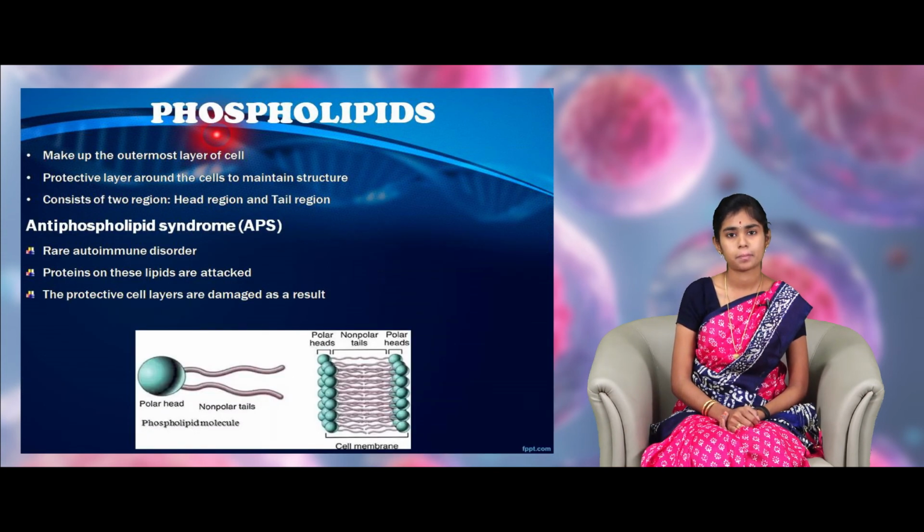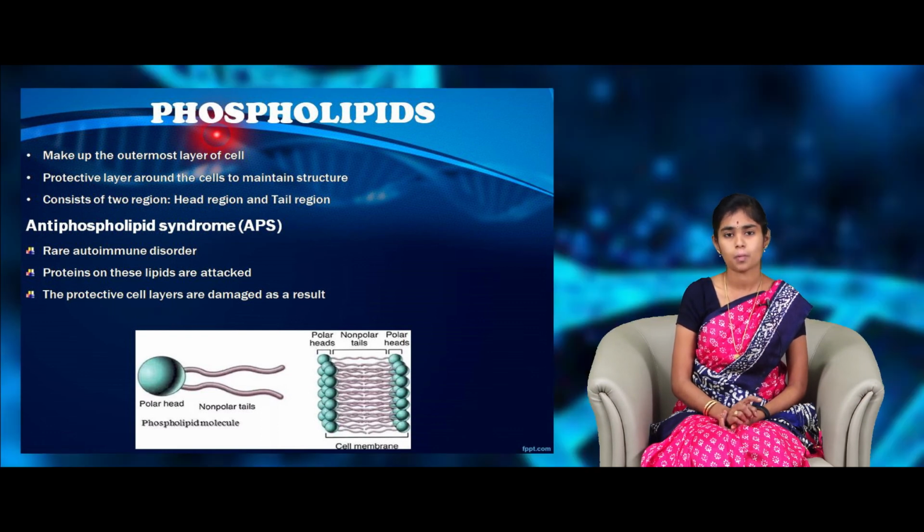First one is phospholipid. Hope you have remembered this term which we have already seen in module 2, cell membrane organization. Cell membrane is completely made up of phospholipid bilayer. It consists of two regions. One is the head region which is hydrophilic in nature and another one is the tail region which is hydrophobic in nature. Hope you have heard this term antiphospholipid syndrome. This is nothing but a rare autoimmune disorder which affects the cell membrane because the antibodies present in our body attack its own lipids mistakenly.